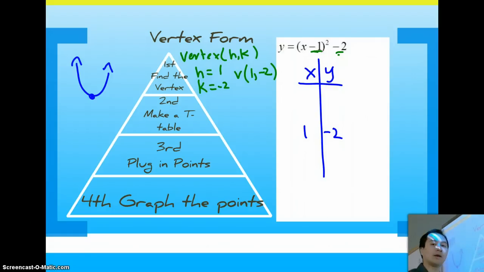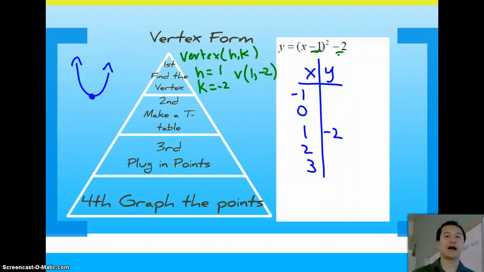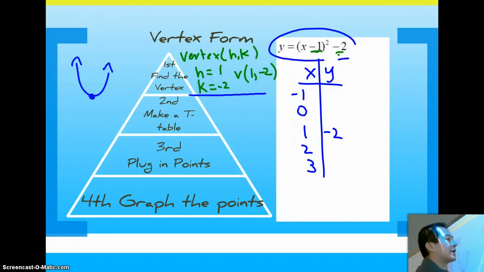What are numbers around 1? 1, next to it 0 and -1. The other way is 2 and 3. The more numbers you pick, the better it's going to look. I suggest you pick 5 numbers. All you got to do now is just plug it in. So let's plug it in. Plug in -1 in here. So take a look. I'll do it right over here.